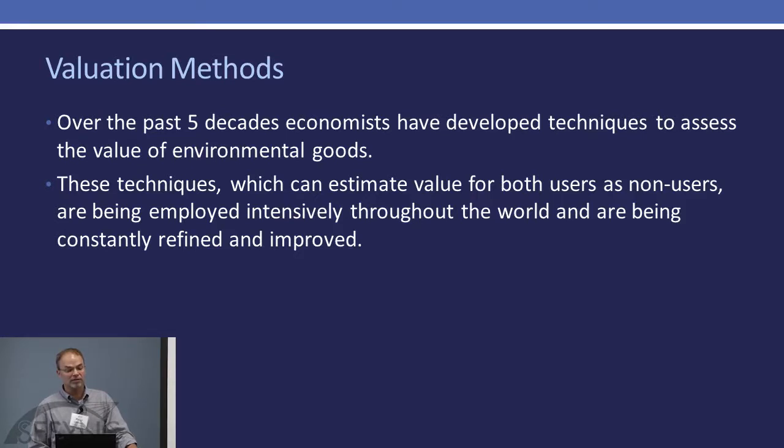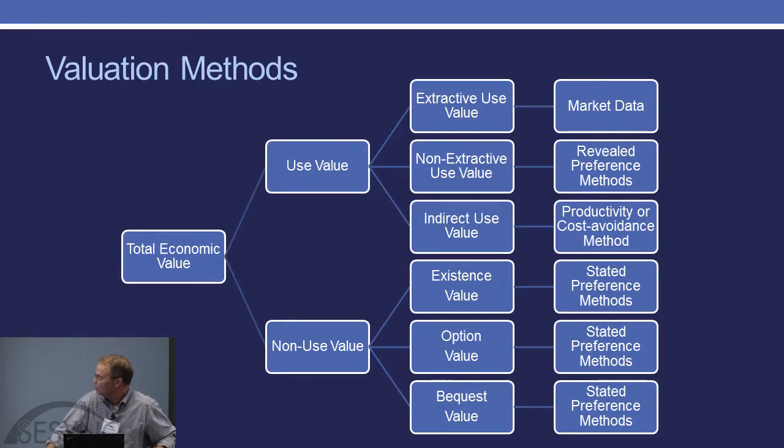We have a lot of techniques available, right? And they can be used for use values and non-use values. And they're constantly being refined, constantly being improved. So I took this same little delineation of value categories and I added some general categories of methods to the right. If we have extractive use values, the chances are we can use market data. We're extracting resources most often to sell in a market. Non-extractive use values, perhaps we can use revealed preference methods. People's behaviors are going to reveal what they value.